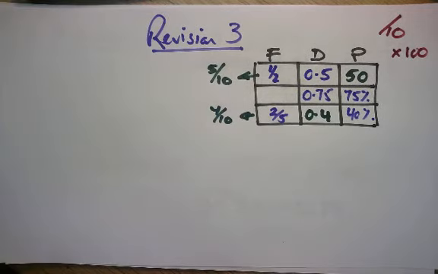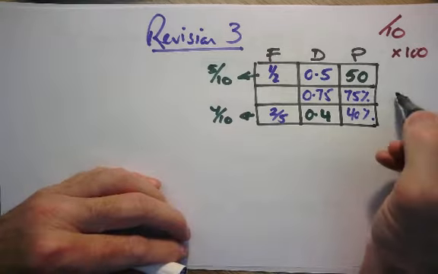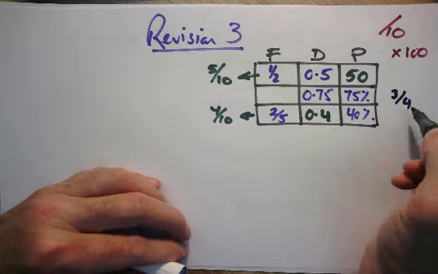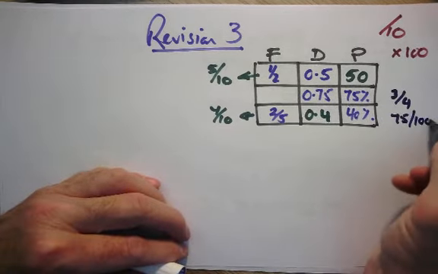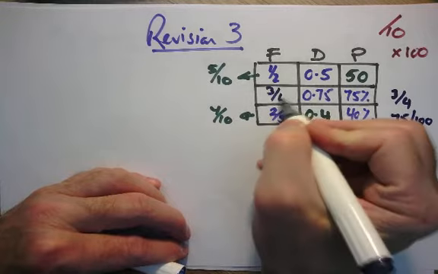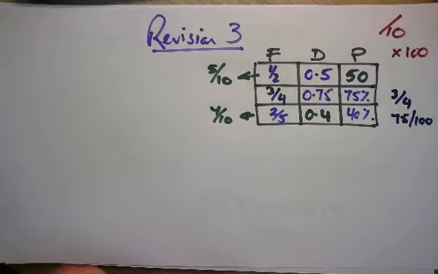Now 75 is one of those things you should really know, remember it. 75 is 3/4, isn't it? It's 75 out of 100, which is 3/4. So unfortunately, some of the maths is about memory.